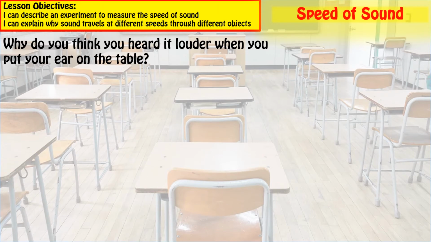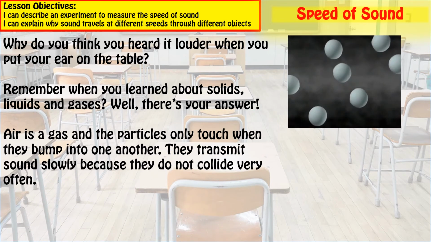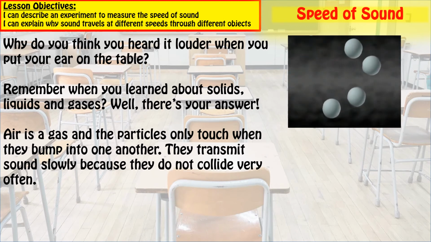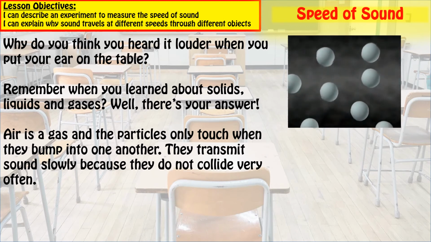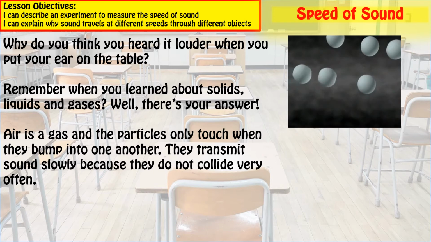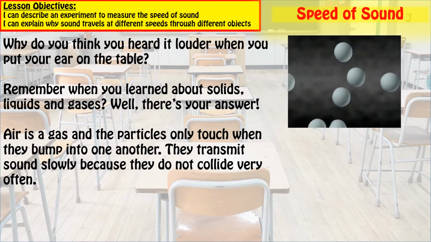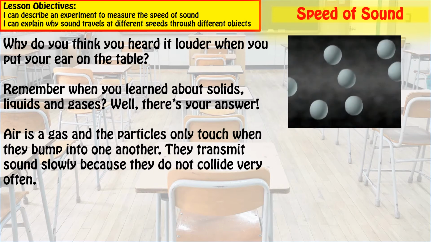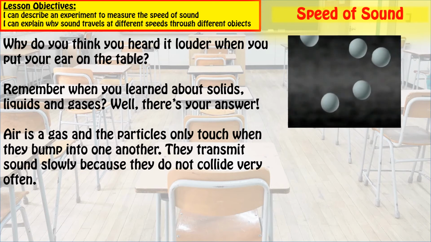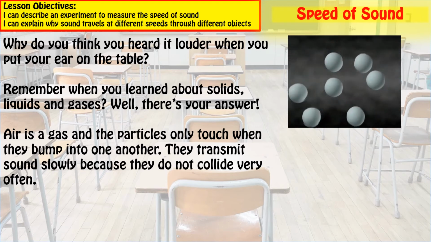And when your ear's on the table, the sound travels much faster through the solid table than it does through the gas, air. So in year 7 and year 8, you learn about solids, liquids and gases. And air is a gas. The particles touch only when they bump into each other. So they transmit sound really, really slowly because they're not able to collide very often and pass on that sound.